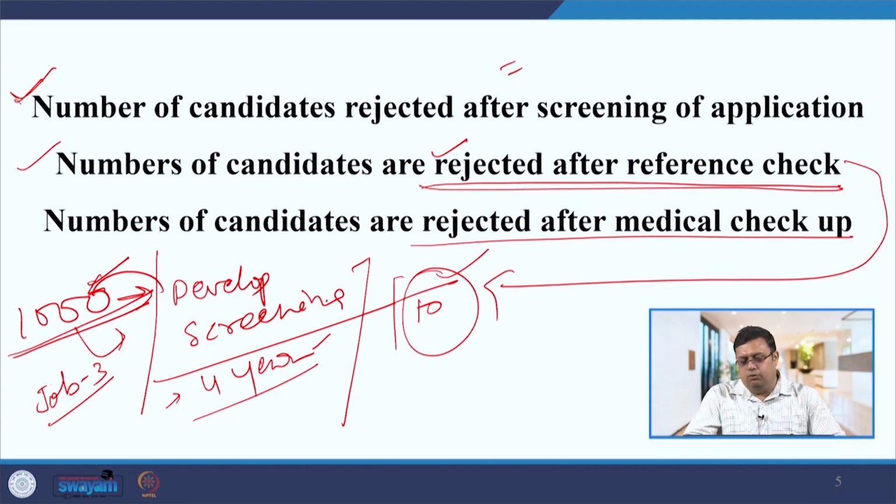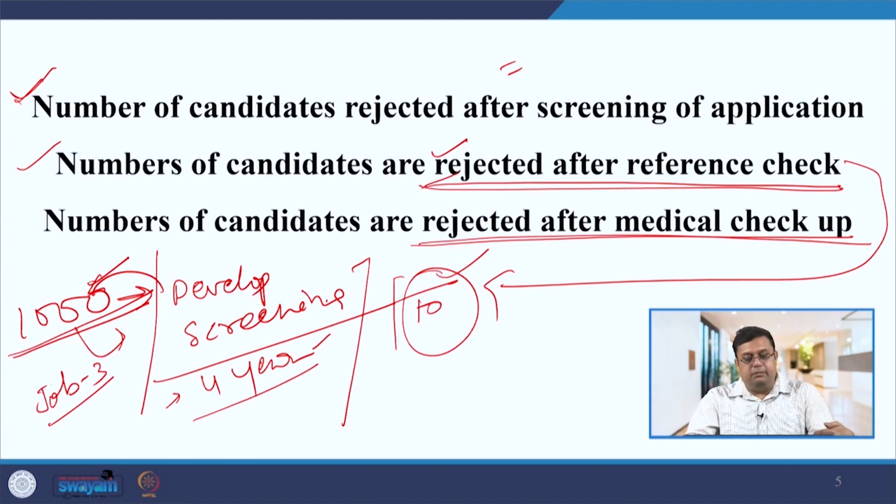So, if you know these numbers in advance, what has happened in the past, it may happen this year also. After making the final selection, these people may not be able to join your organization because their reference check was not good and they were having some medical problems also.